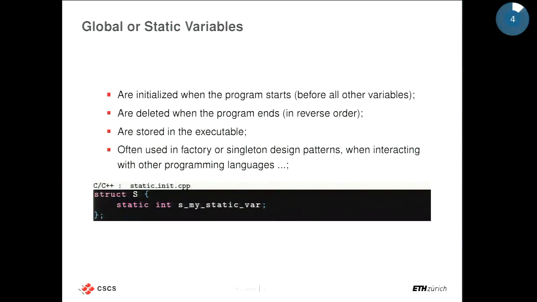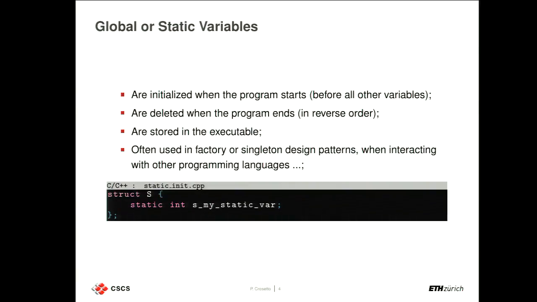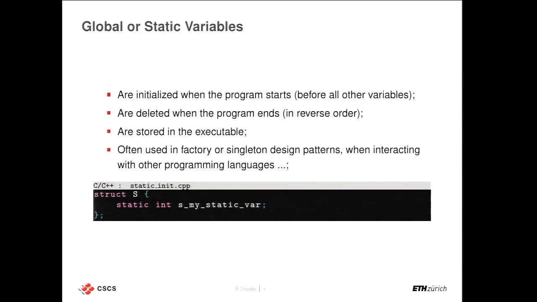So first, global and static variables are initialized when the program starts before every other variable, and deleted when the program ends in reverse order with respect to the initialization. And they're not stored in the heap or in the stack. They're stored directly in the data segment usually. And they tell us we should not use it.